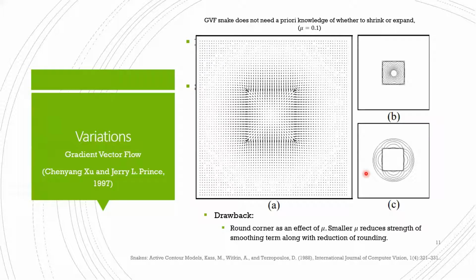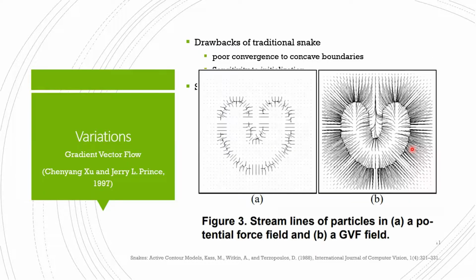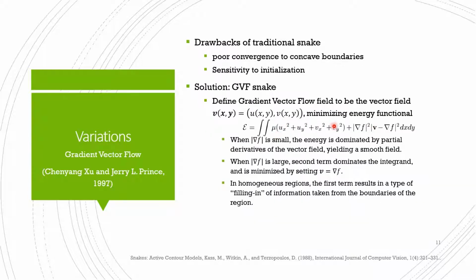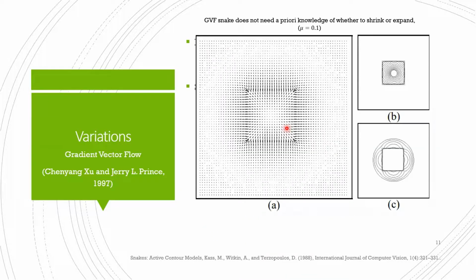The drawback of this model is that it has round corners because of mu. If we reduce mu, the roundness will be reduced, but if we reduce mu, then the term that attracts the snake from far beyond is also reduced. The snake will not get attracted from far.